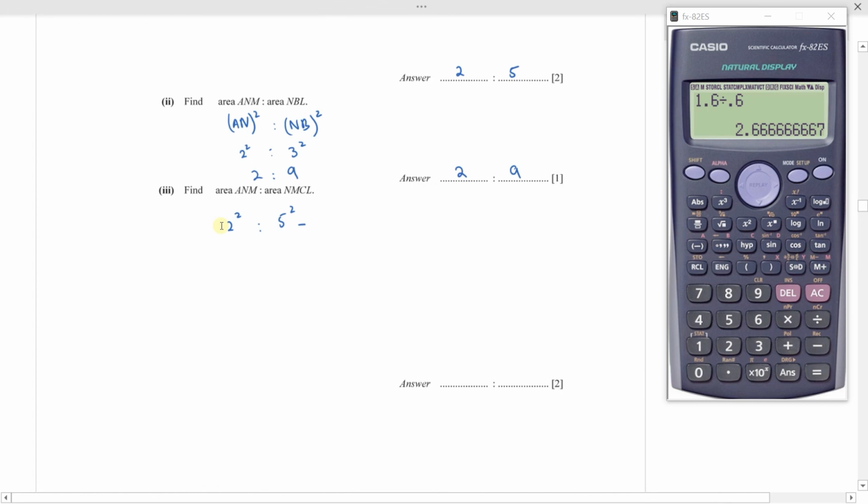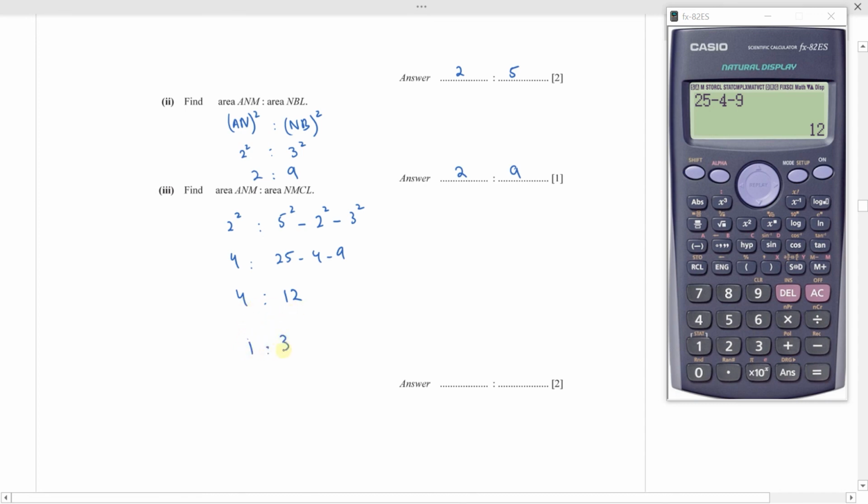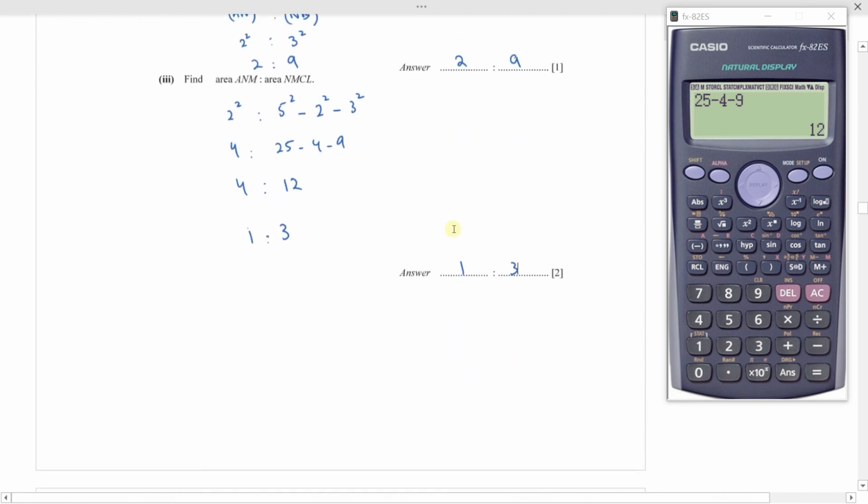So this will be eventually 5 squared minus ANM, which is the small triangle, 2 squared, minus the area of this triangle NBL, which has a side 3, so 3 squared. So this will be 4 ratio 25 minus 4 minus 9. So remaining area is 12, which is the area of this parallelogram NMCL. And then I can simplify it further. I can divide by 4 on both sides. So I will get 1 ratio 3 in the simplest form. So this is how you will solve this.